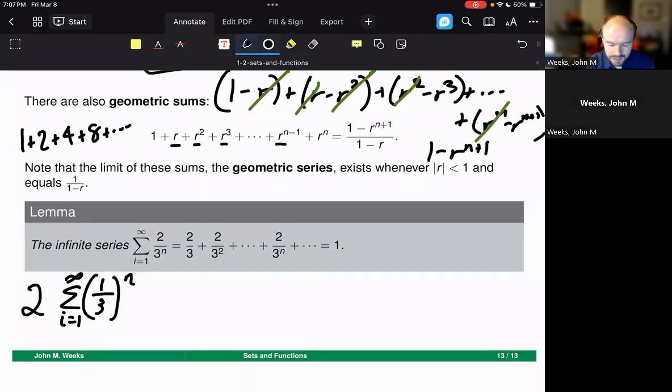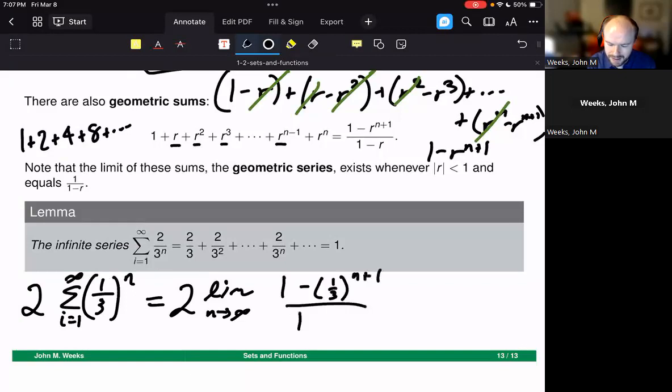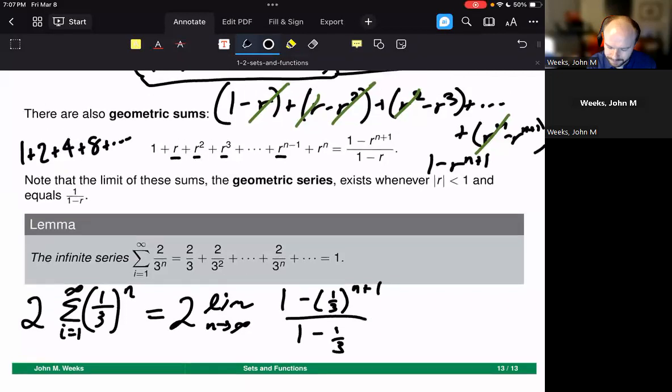Now I can go through and use this formula, that this is 2 times the limit as n goes to infinity of (1 minus (1/3)^(n+1)) divided by (1 minus 1/3). At this point, I can now go through and calculate, see what I end up getting here. Should get something like this.